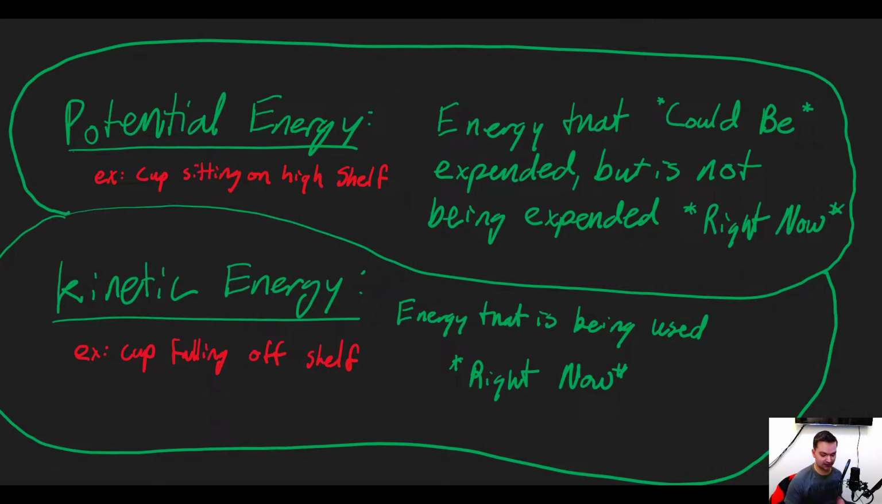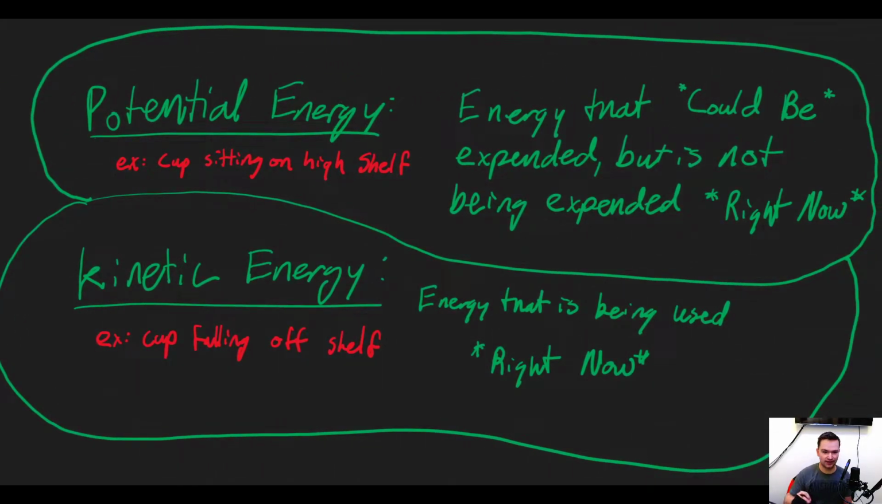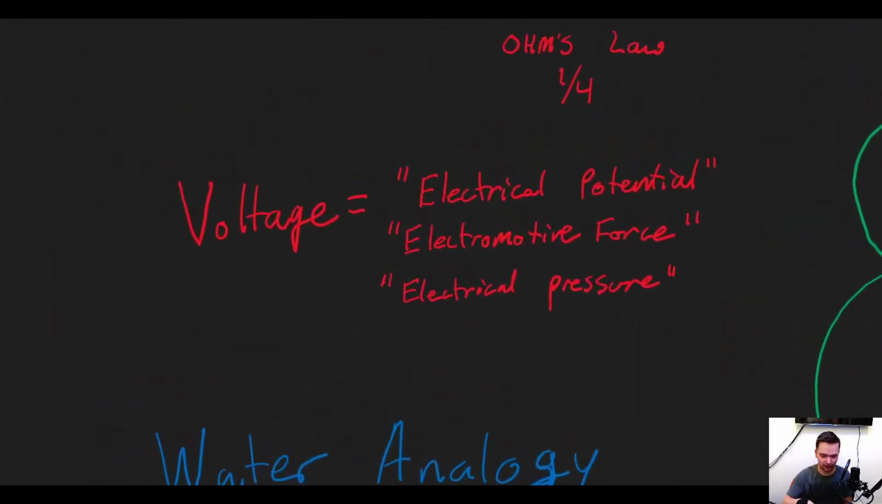An example is a cup sitting on a high shelf. Kinetic energy, on the other hand, is a cup falling off of the shelf, essentially energy that is being used as we speak, energy that is currently being used. Generally with circuits, we're looking at circuits at an instant in time. So we're usually going to refer to voltage as the electrical potential, not necessarily potential energy.